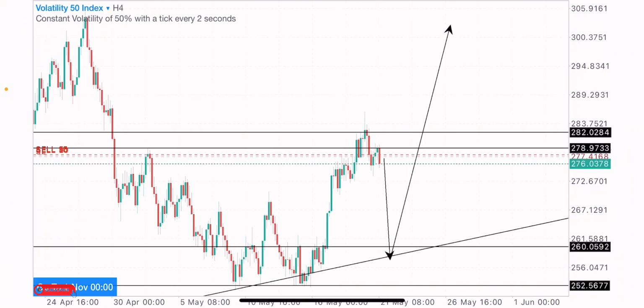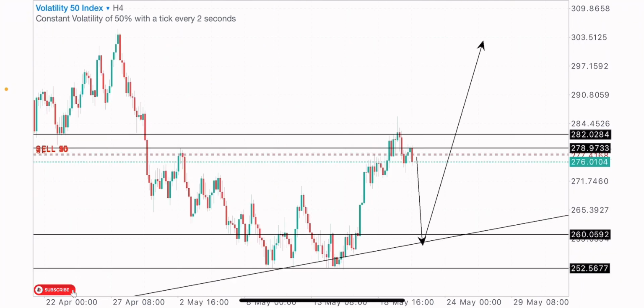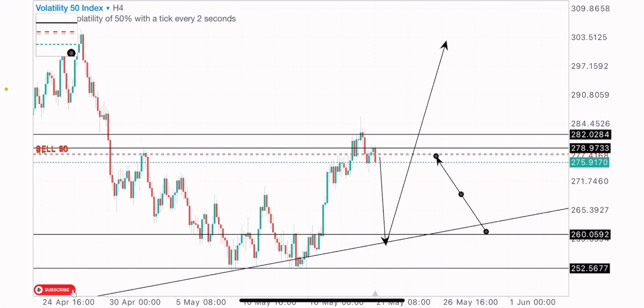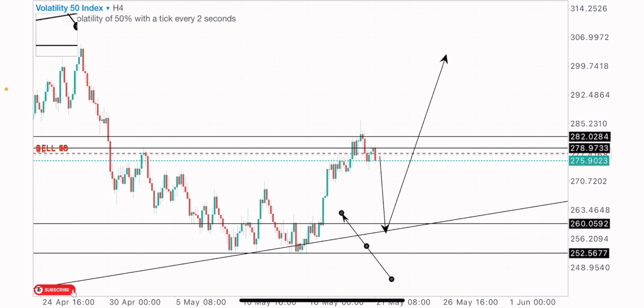I'm expecting price to sell to our buy zone. So that was one of the main reasons why I took the sells on this index, and I shared the sell signal to my VIP members. I've moved my stop loss below my entry. More sells are still expected on this index in the coming hours and days, at least until price gets to this zone for the buy continuation.